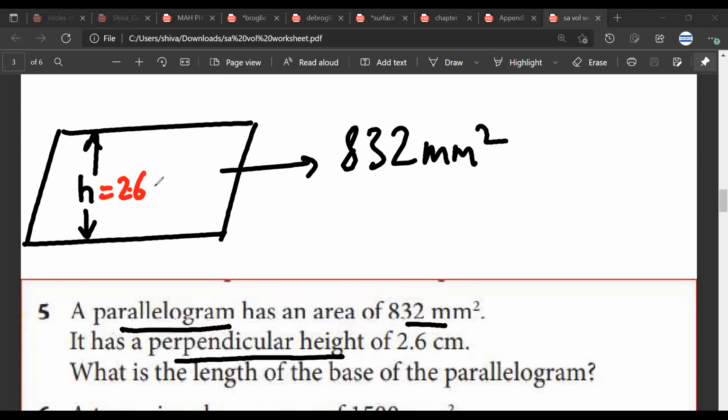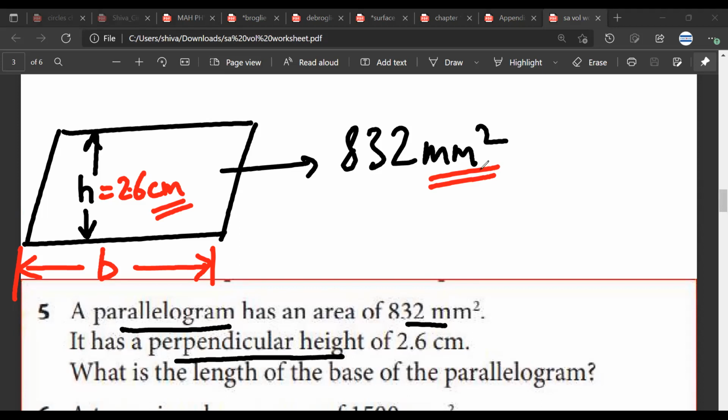This is 2.6 centimeter. Okay. What is the length of the base of the parallelogram? Mr. Satya, what do you think? How should we proceed? Mr. Satya: 832 divided by 2.6. Okay. So Mr. Satya, as you had pointed before, this is in centimeter and the area is in millimeter square. So what should we do?